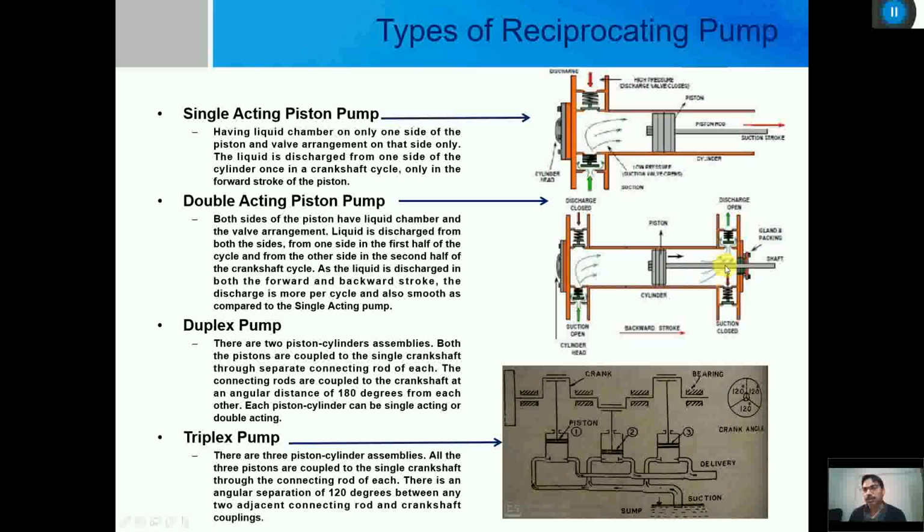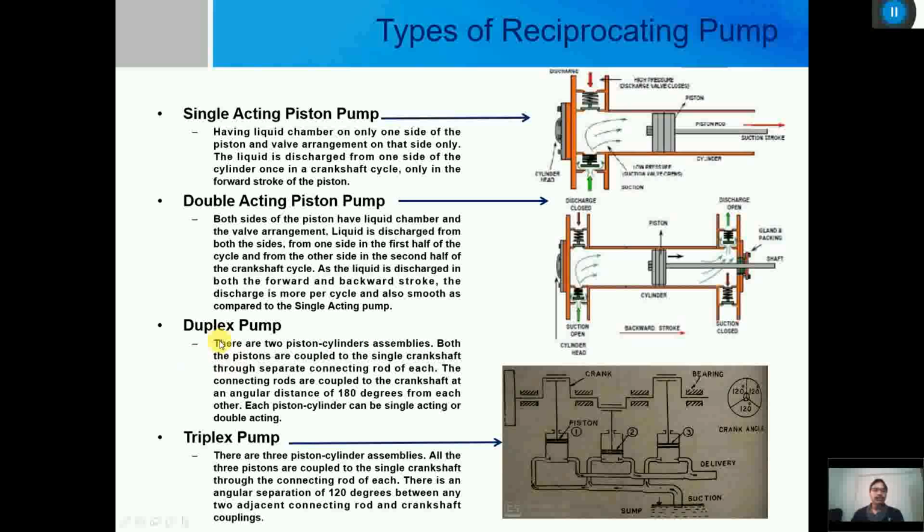And when the piston is moving in the other direction, that is the negative x direction, the fluid present here gets compressed, meaning the pressure gets raised, and because of the higher pressure, this delivery valve gets opened and the suction valve gets closed. So during the positive x direction movement we have the discharge from this side, and during the negative x direction movement of the piston, we have the discharge from this side. So every time we are having the discharge.